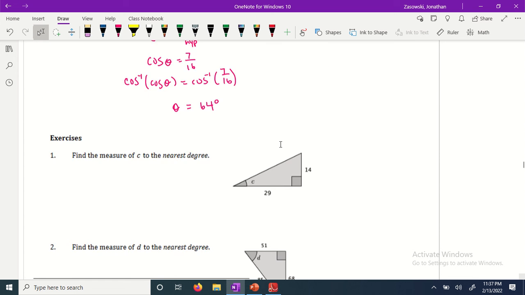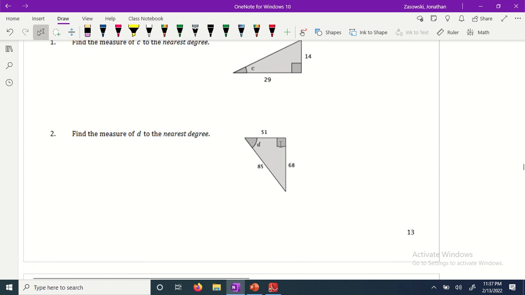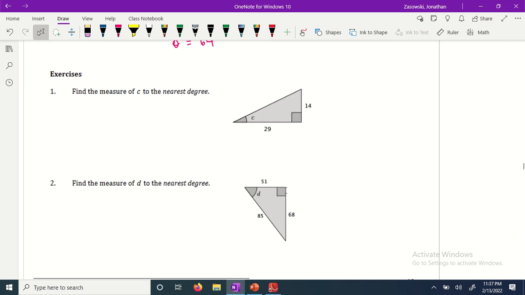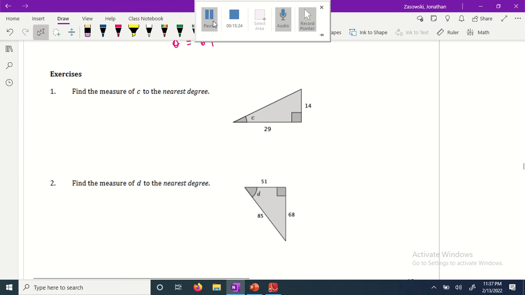All right, okay, give the last two exercises a try. We'll take a look at them. Just a little warning for number D: notice since we have all three sides, you could use whatever trig function you want and you should still get the same answer. Okay, try these last two.